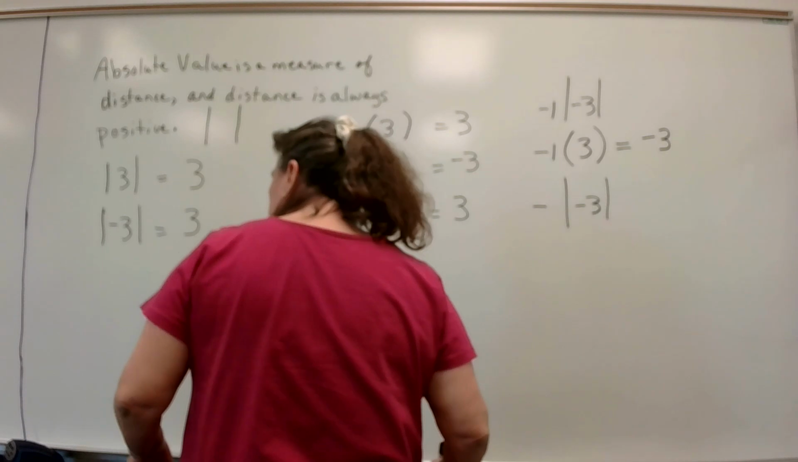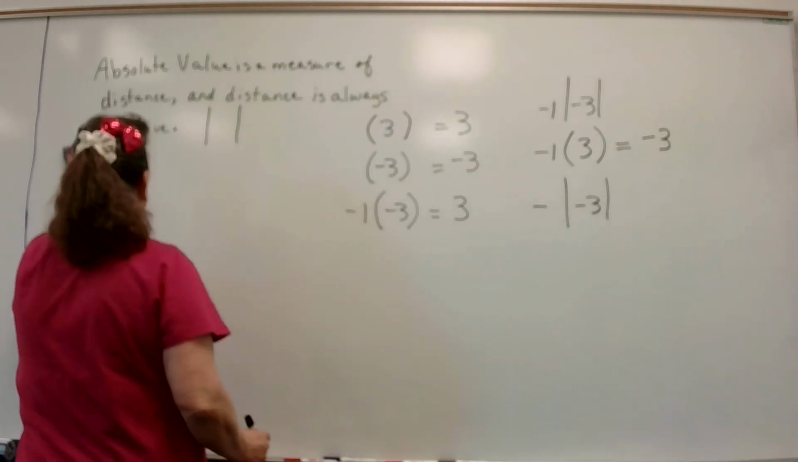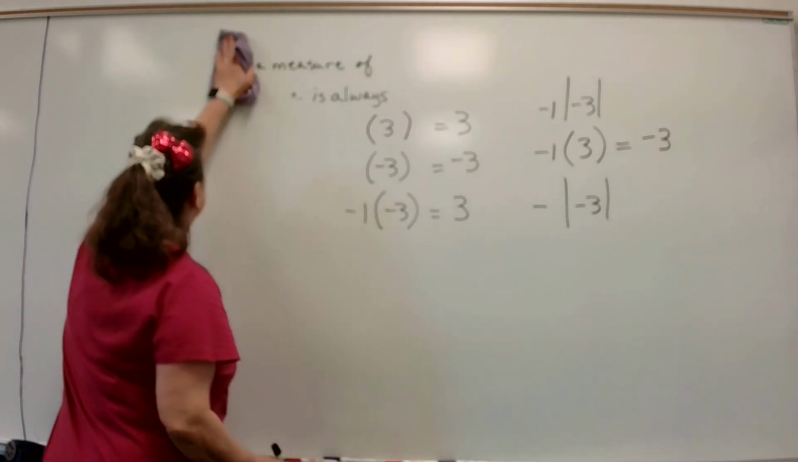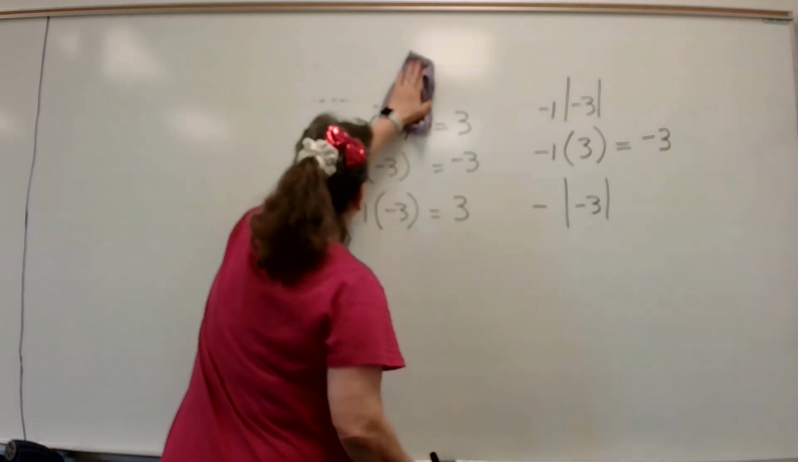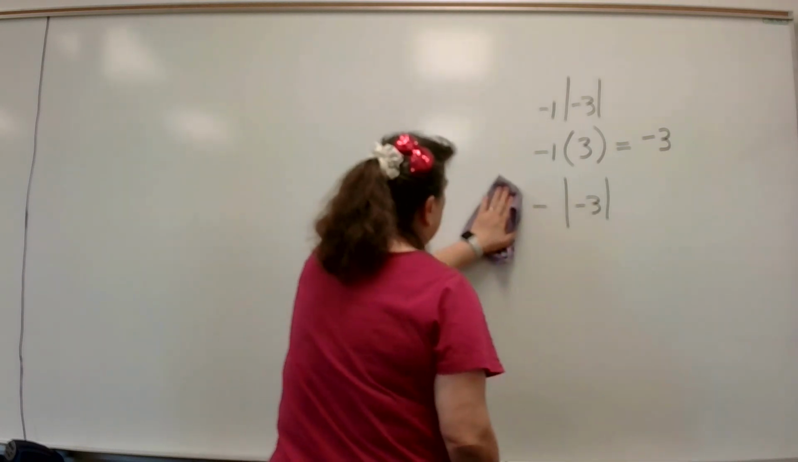So, what does this mean when we have more than one thing that is done inside the absolute value? Well, we have to do it first. So let's look at a couple like that.